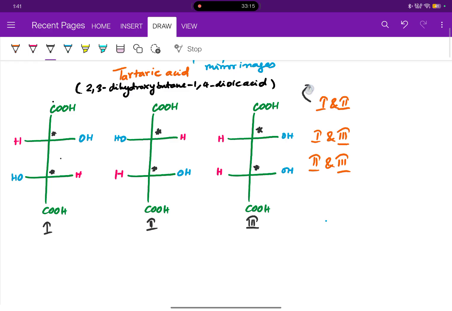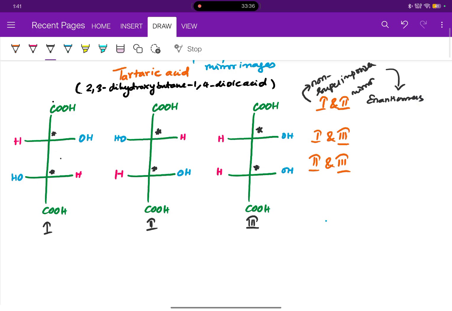1 and 2 are non-superimposable mirror images. But what is this non-superimposable mirror image called? Any idea? It is called an enantiomer. We have already studied this.